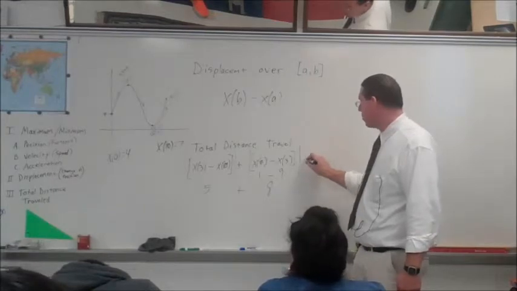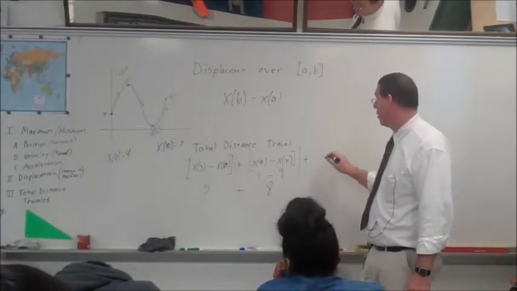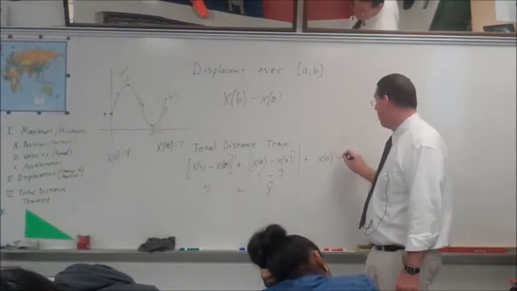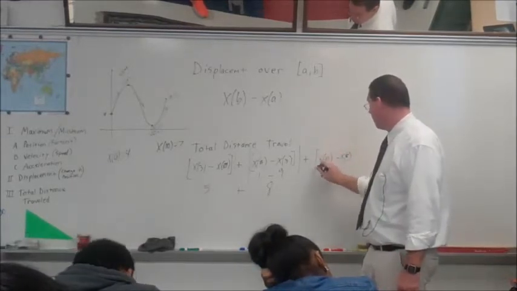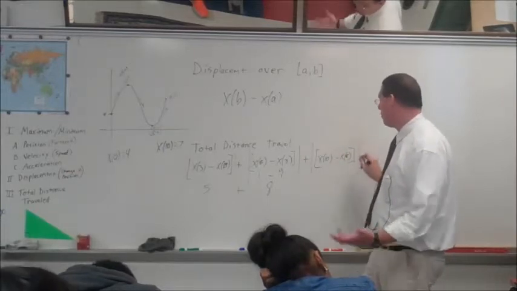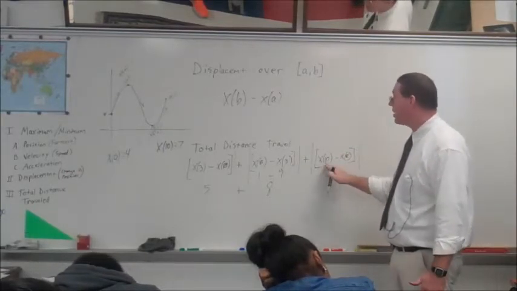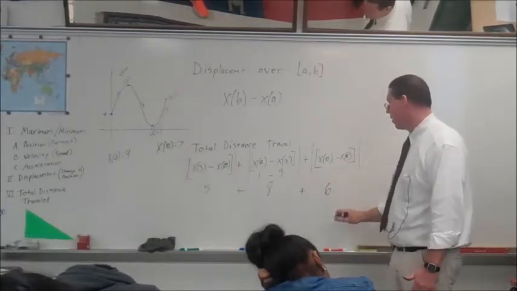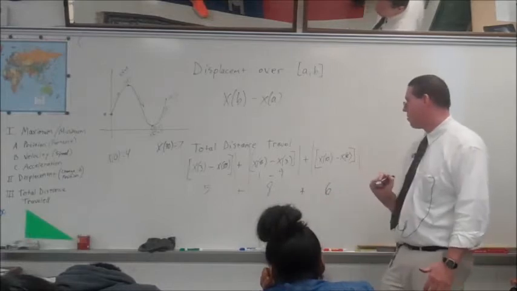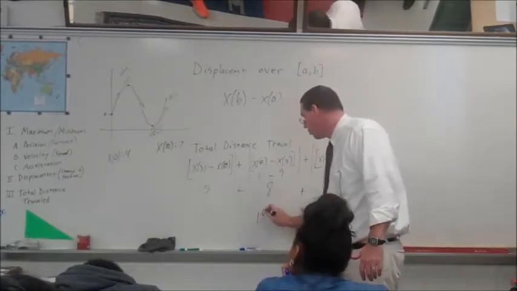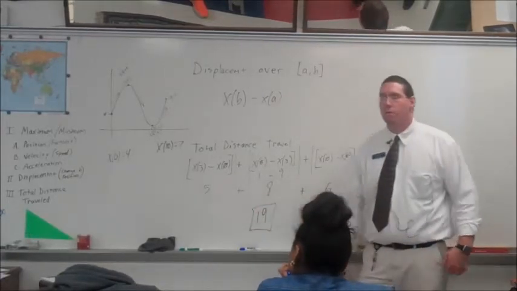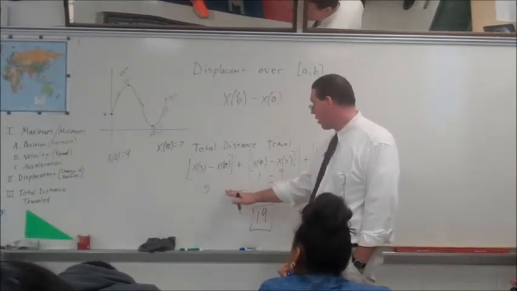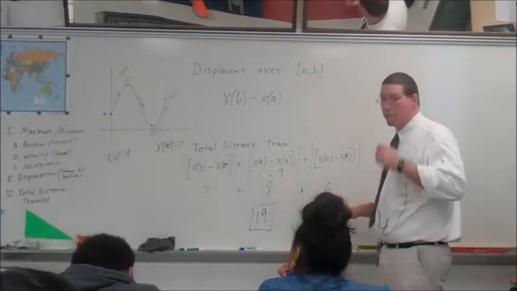And now if we do the last one, what's our last displacement piece? X of 10 minus x of 8, right? And then we would need to do the absolute value, although it's going to be positive, which is 7 minus 1, which is 6. And so 5 plus 8 plus 6 is 19. So the total distance traveled was 19 units. First, it traveled 5 units to the right. Then it traveled 8 units to the left. Then it traveled 6 units to the right.